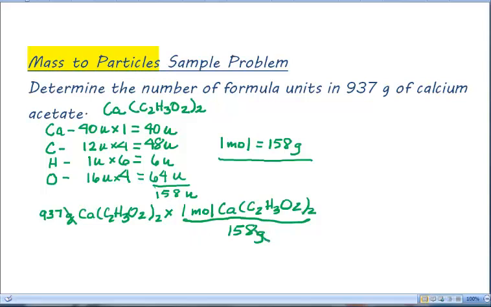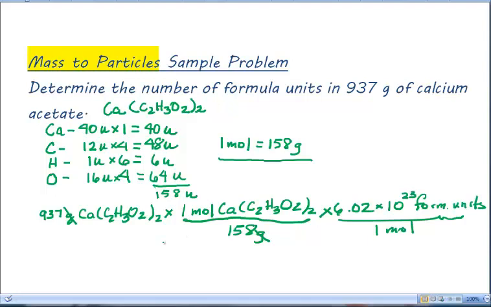Once I'm at moles, if you were to go back and consult that mole roadmap one final time, you'd see that if I've got moles, to get to particles, all I got to do is multiply by Avogadro's number. In this case, 6.02 times 10 to the 23rd formula units, and I'm running out of room, so I will abbreviate there. All that over 1 mole.